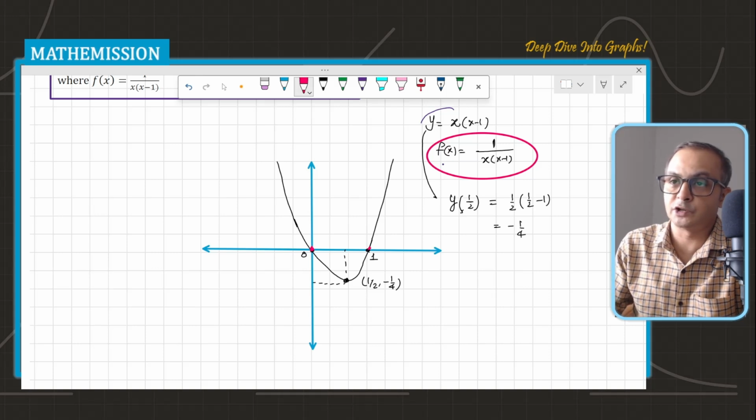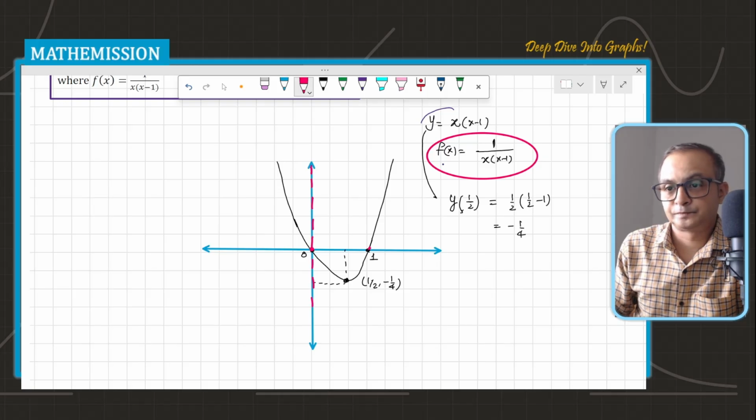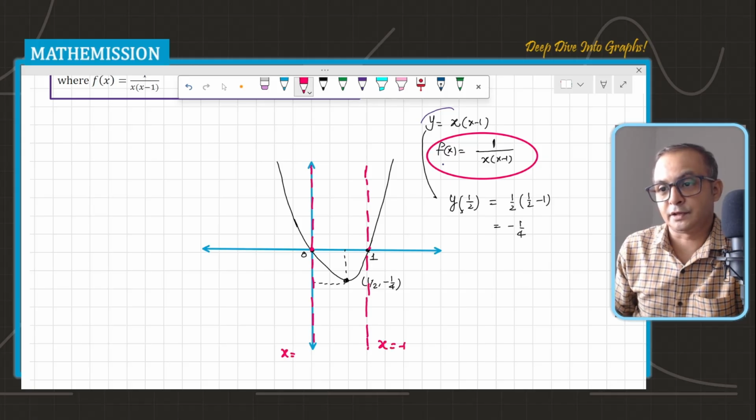And so at 0 and 1, the denominator here becomes 0. So this is the first asymptote I'm drawing. This is itself the y-axis. And this is the second asymptote at x equals to 1. So these are the two asymptotes we have drawn, x equals to 1 and x equals to 0.